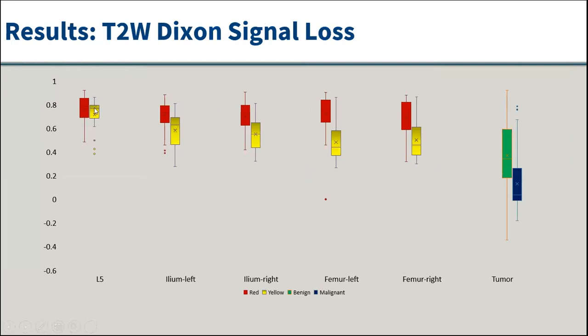So here you can see, when you look at the signal loss, it's much more in red marrow. It's a little less in yellow marrow. It's even less in benign tumors, and malignant tumors even much less. So everybody loses something, but basically this is close to zero. So malignant tumors do not lose much.